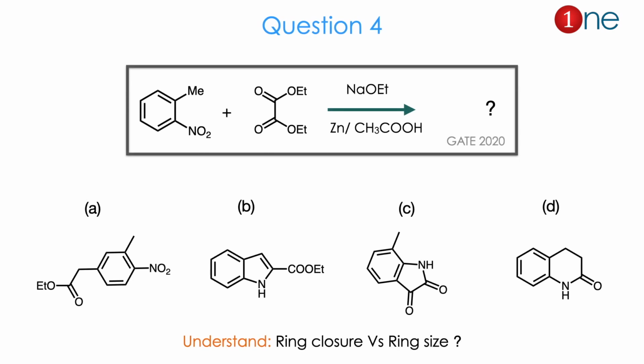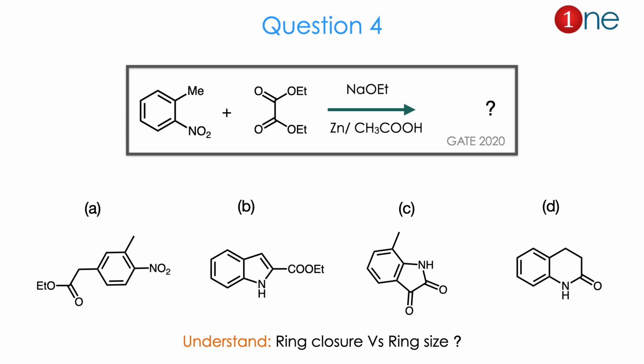Then question number 4. The starting material is ortho-nitrotoluene, and you have a diester there. You are using sodium ethoxide, and zinc and acetic acid. They ask you to find the product. The product possibilities are linear chain, cyclic system and ring attachment. Ring attachment means the reactant diester where it is attached. Ring closure means indole kind of architecture.